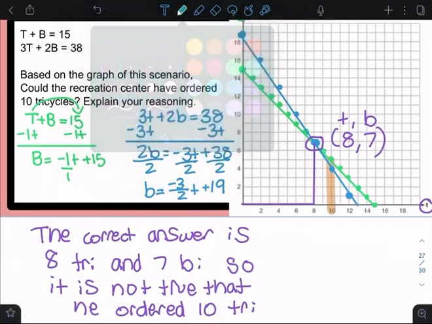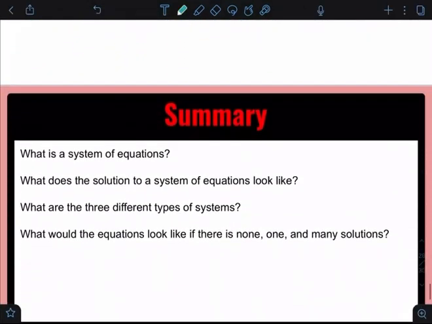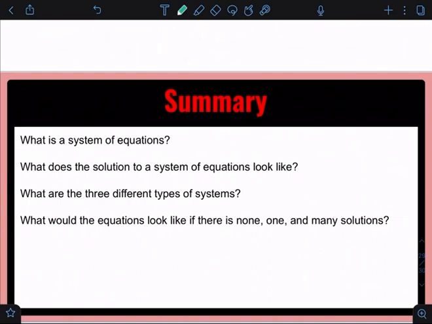Alright, and now to finish up this lesson, let's just look at our summary. The first question for our summary is, what is a system of equations? A system of equations is whenever we have more than one equation that we're considering together on the same graph. Here we're always going to be talking about 2 equations. What does the solution to a system of equations look like? It looks like the point where they cross. The point where they intersect, we say. The point where both equations intersect.